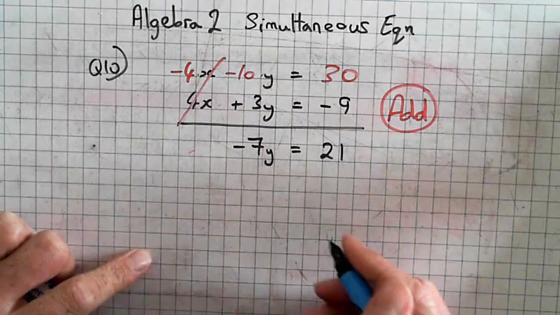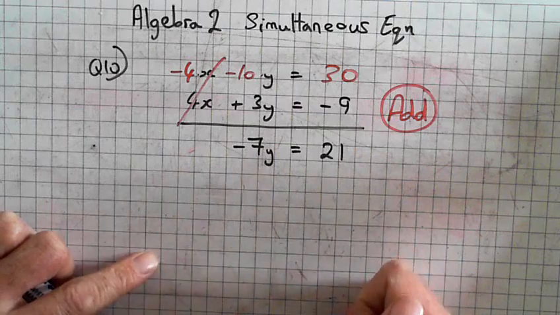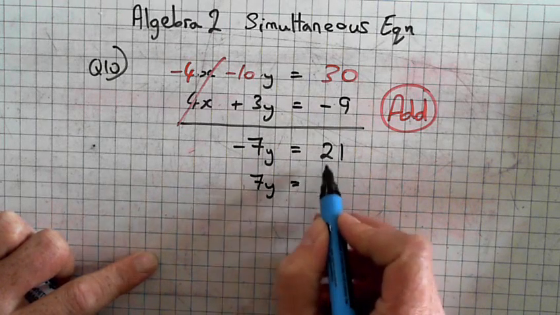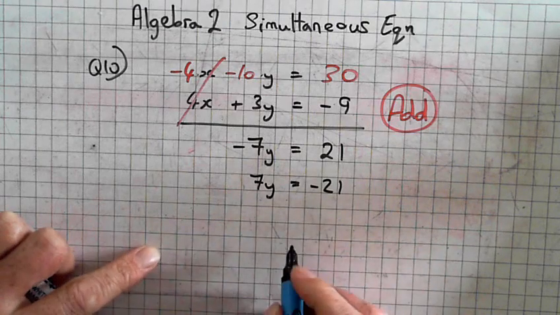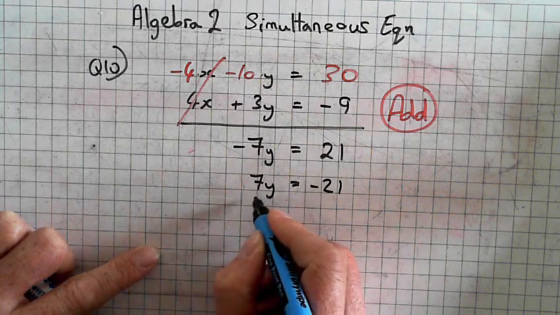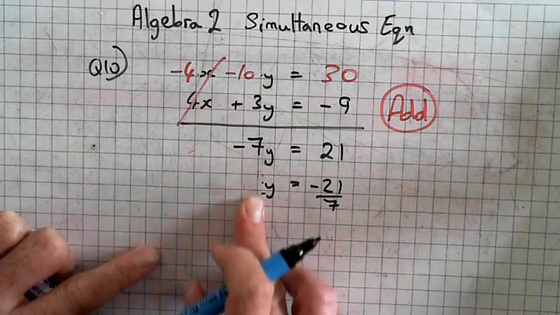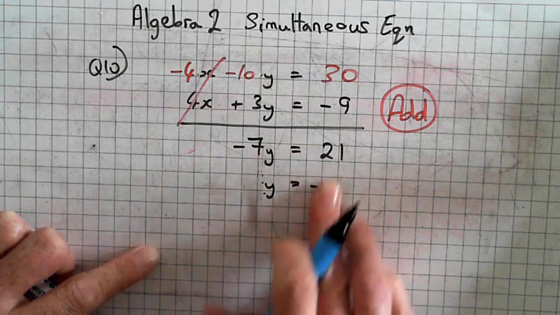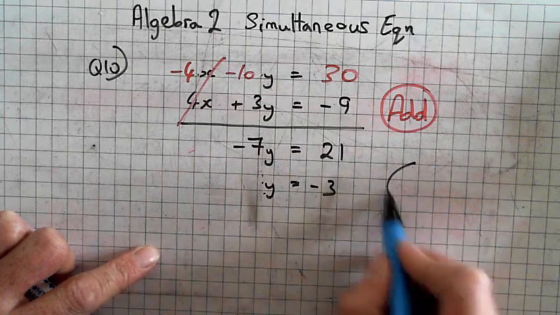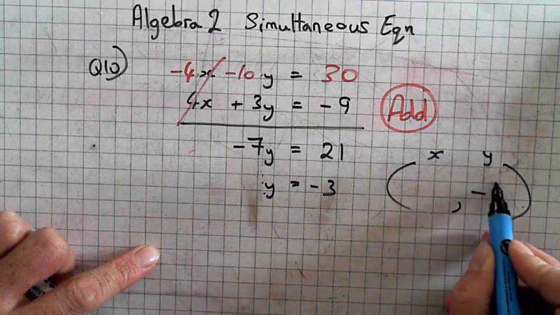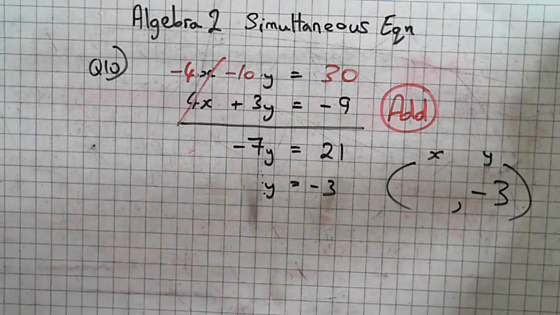21. I always need the x or the y to be positive. So to make that positive, change the sign. Change the sign. Divide both sides by the number in front of the y. Divide by 7. 7 into 7 goes once. 7 into 21 goes 3. Now we found the y coordinate. It's minus 3.